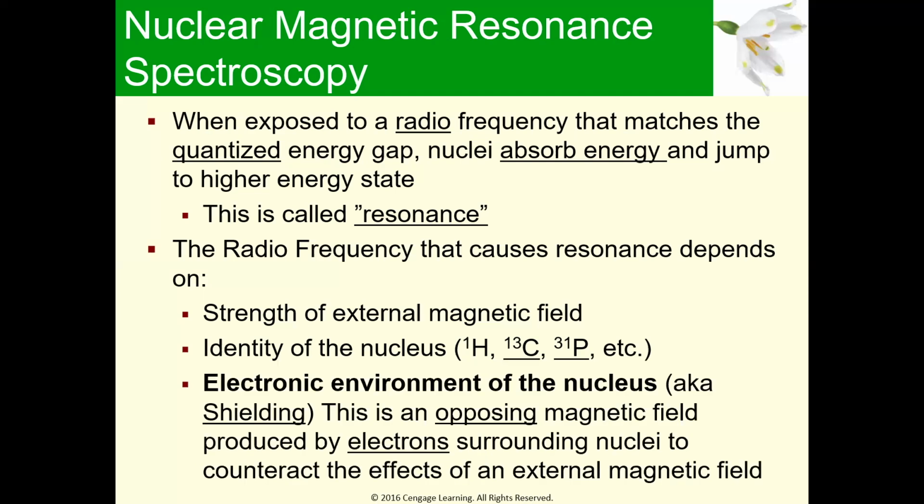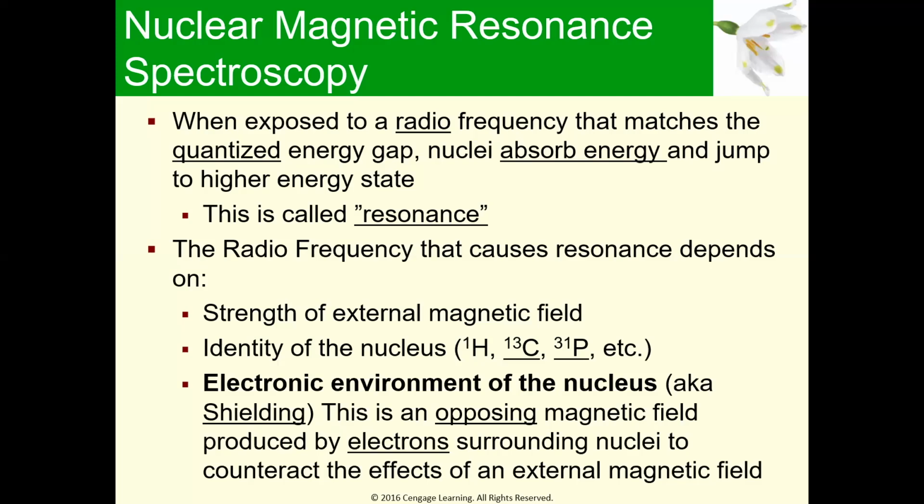So the electronic environment of the nucleus does impact those radio frequencies that are absorbed or emitted. The other name for that is shielding. So electronic environment of the nucleus, also known as shielding. And the reason why it's called shielding is because those electrons are also charged particles. And as I mentioned, in physics 2 you learned that anytime a charged particle is in motion, it generates a magnetic field. And so that magnetic field generated by the electron cloud is going to interact with the external magnetic field.